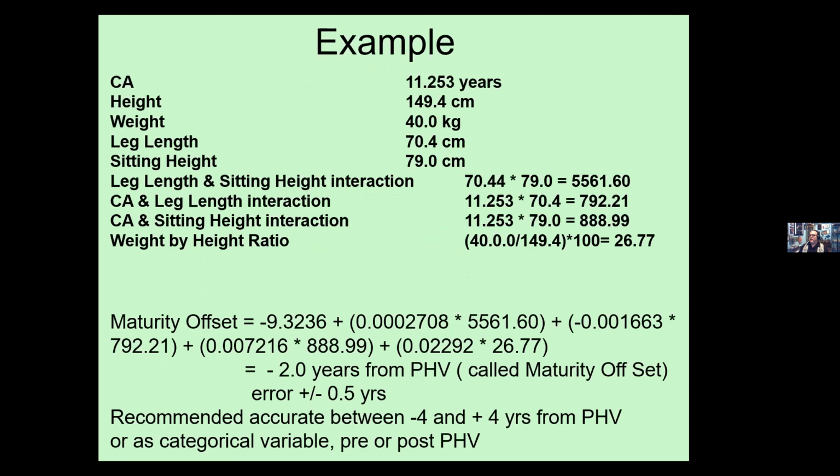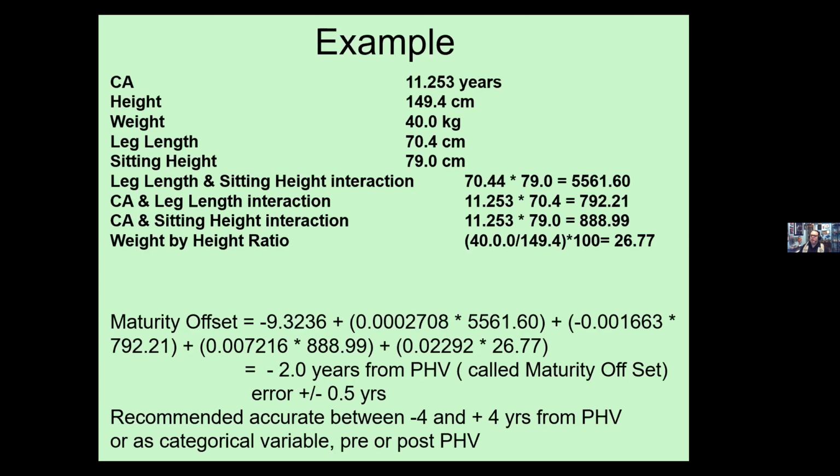So here's an example of the equation then. You need to know the chronological age of the individual, the height of the individual, their weight, the leg length, and sitting height or trunk length. And this is an example shown here.